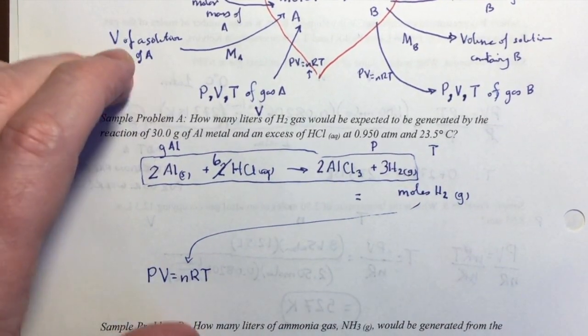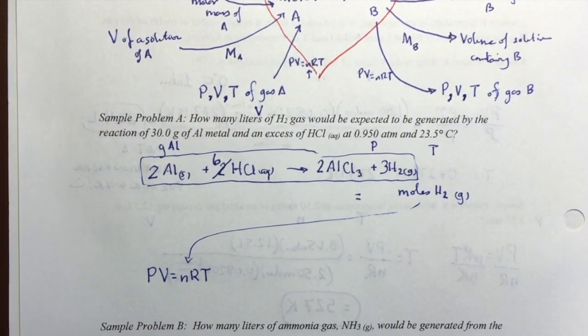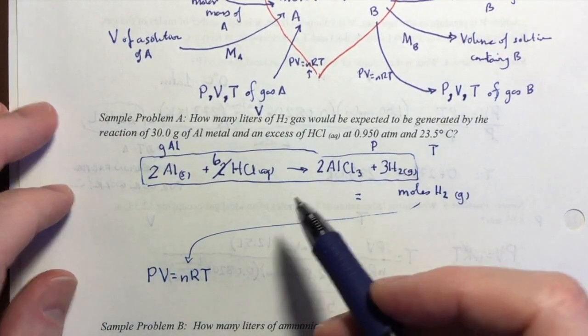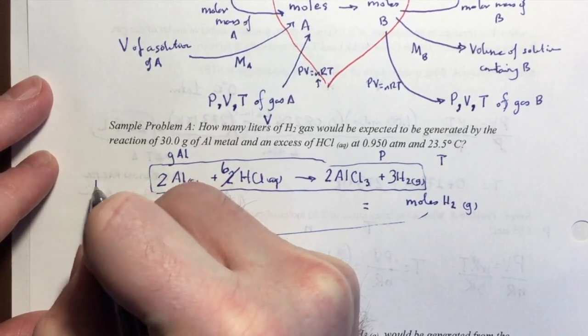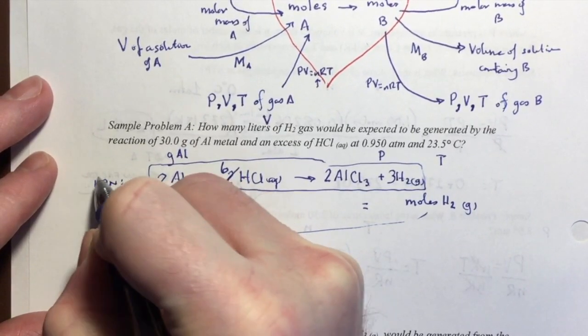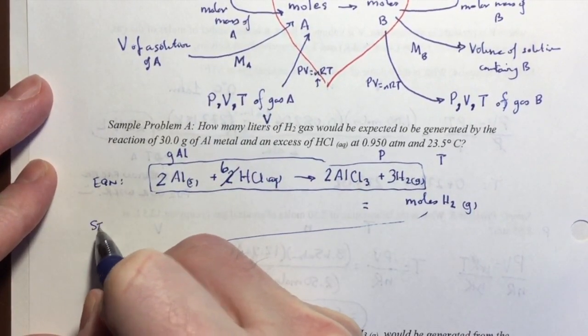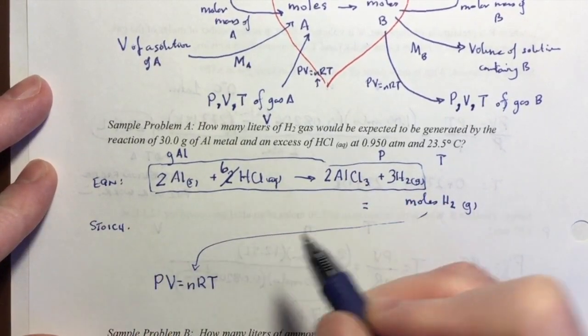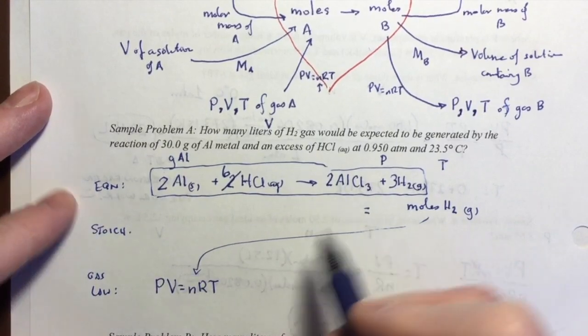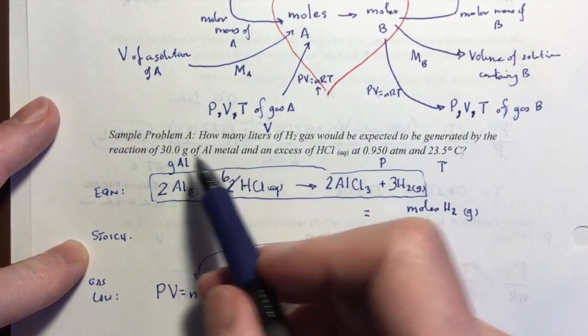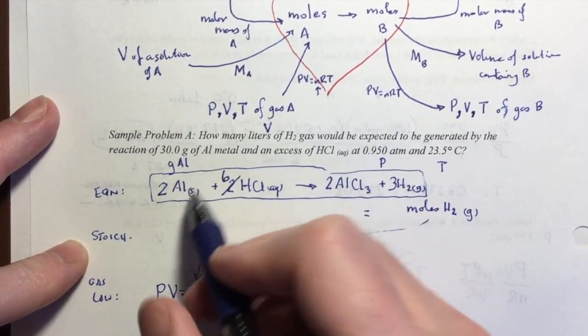That balanced chemical reaction is going to give me my molar ratios. So now I need to do the stoichiometry. Here's my balanced equation. Now I'm going to do my stoichiometry, and then I'm going to do my gas law. So my stoichiometry comes next. I'm starting with 30.0 grams of aluminum.